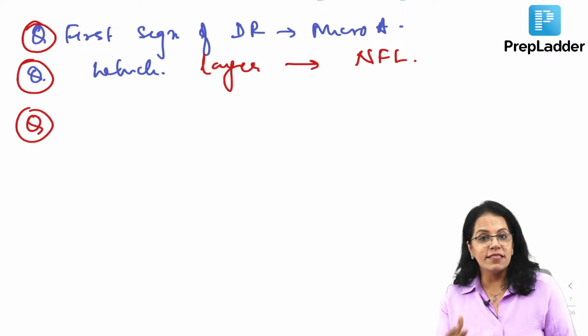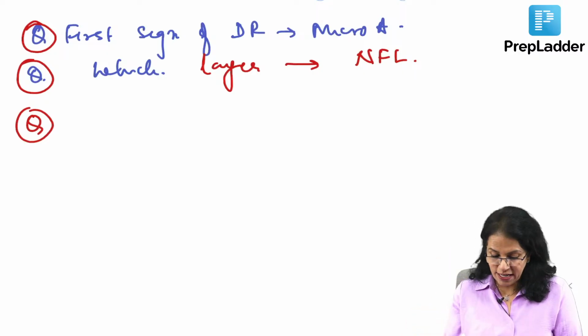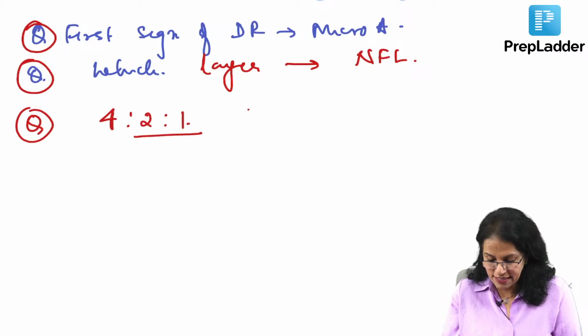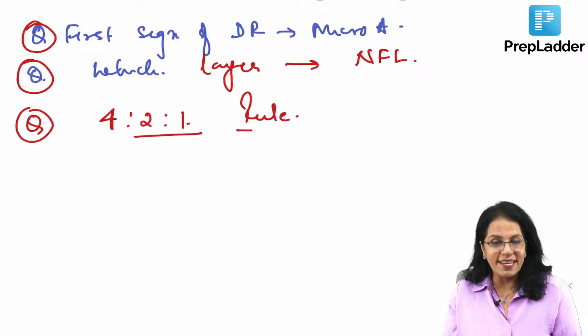Then what did we learn? Severe and very severe. And don't forget the 4:2:1 rule. This has been your exam question. Please revise this very quickly. Again, I am not writing, but I will speak it out.